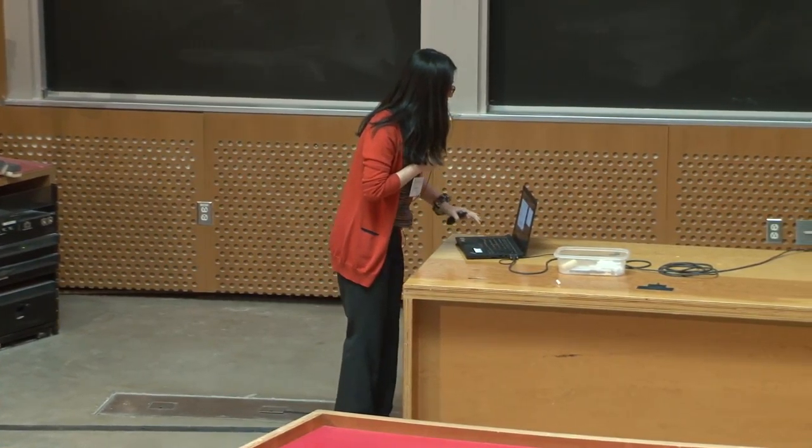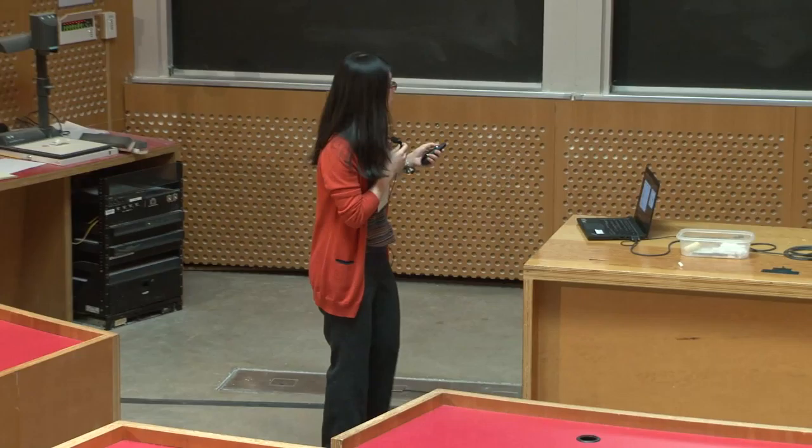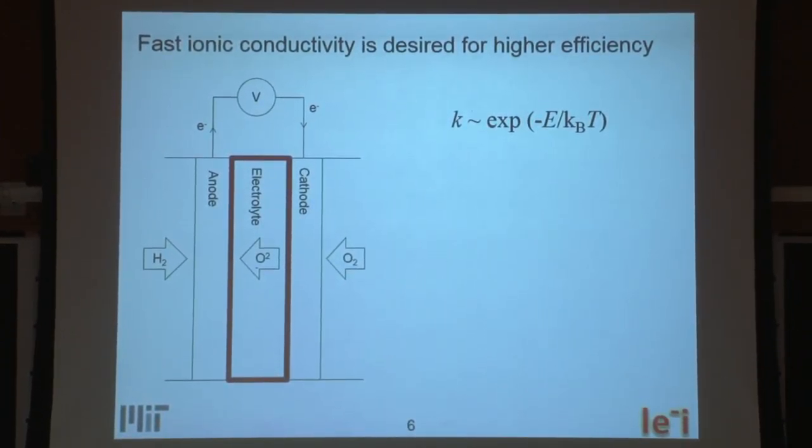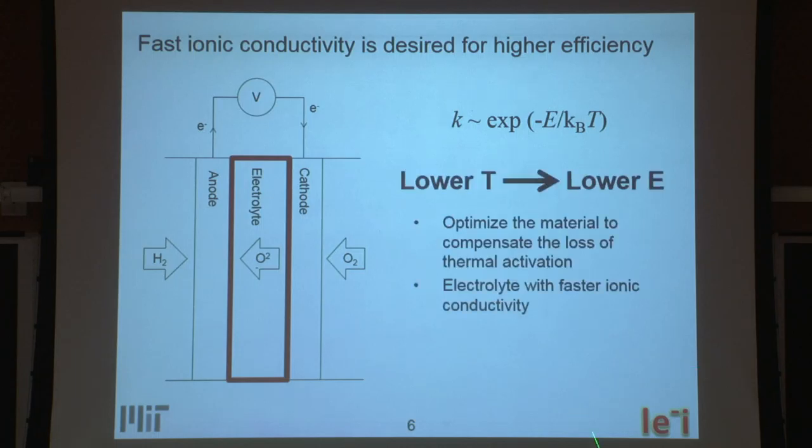But it turns out that lowering the operating temperature is a non-trivial job. Here I show you the equation of transition state theory. K is the chemical reaction rate: how fast the reaction takes place, how efficiently we convert the fuel into electricity. E is the reaction barrier, the initial energy we need to input to initiate the reaction, and T is the temperature. You can see here, if you want to lower the operating temperature, K will be reduced. One of the ways to keep K is to lower E simultaneously. This will require changing the intrinsic properties of the material. So what we need to do is optimize the material to compensate for all the loss brought by the lower operating temperature.